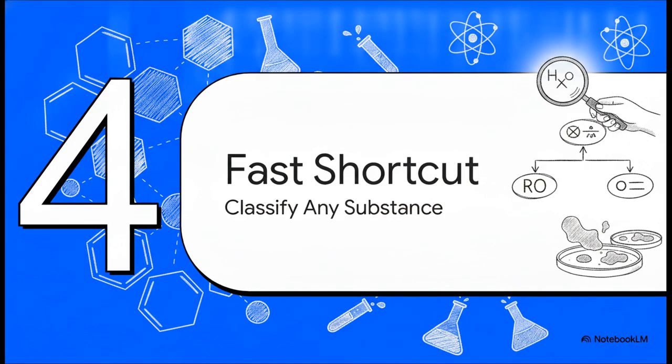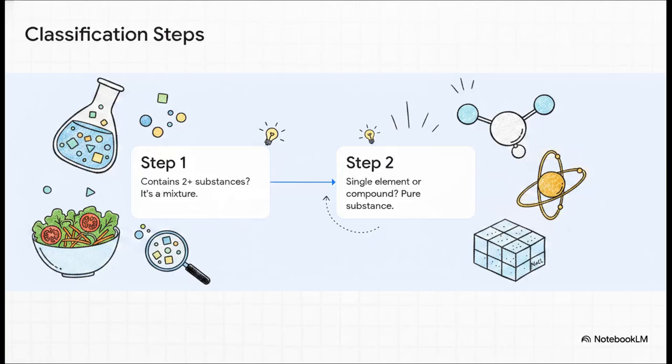Section 4, the fast classification shortcut. It's great that we solved question 3 together, for sure. But I want to give you a tool that you can apply to literally any substance an examiner throws your way in the future. By quickly running any substance through this two-step questioning process, you can effortlessly classify it as a mixture or a pure substance.